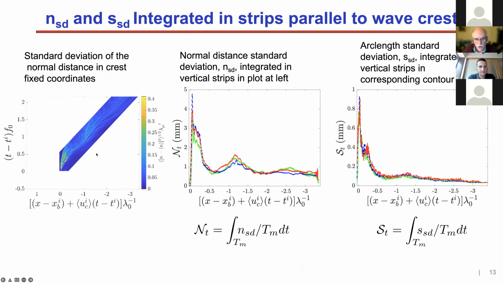And these are integrations in the vertical. And then we divide by this distance. So we get sort of the average standard deviation of the normal distance versus distance this way by integrating in time, right? But versus distance this way. And so you can see what happens.